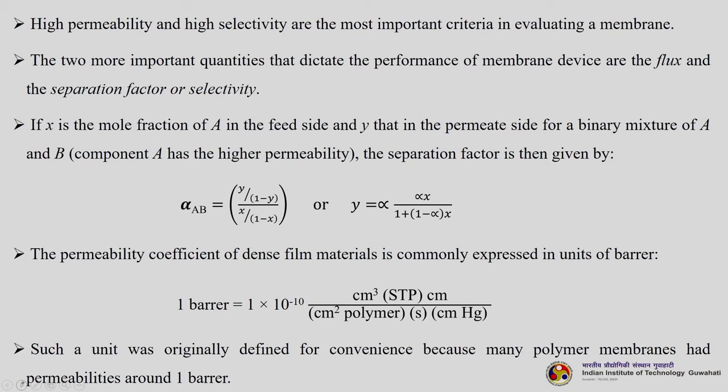The separation factor, then, we can write as alpha AB equals y by (1 minus y) divided by x by (1 minus x), or we can write alpha x into 1 plus (1 minus alpha) into x. So, the permeability coefficient of dense film material is commonly expressed in terms of barrer. So, 1 barrer equals 1 into 10 to the power minus 10 cubic centimeter STP centimeter per square centimeter second centimeter Hg, or mercury. Such a unit was originally defined for convenience because many polymer membranes had permeabilities around 1 barrer.